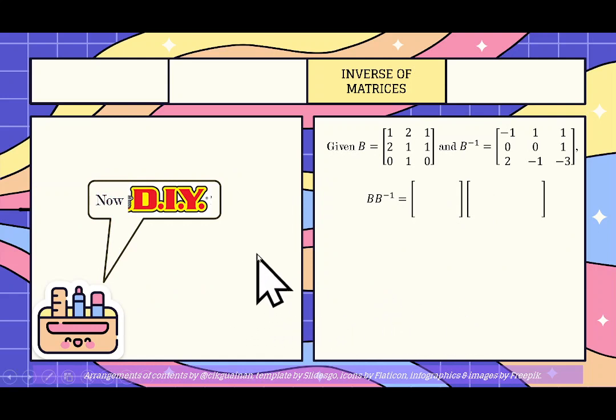Now you can do another example on your own to see what we will get if we multiply a matrix with the inverse. You may pause this video to copy the question and then do the multiplication on your own.